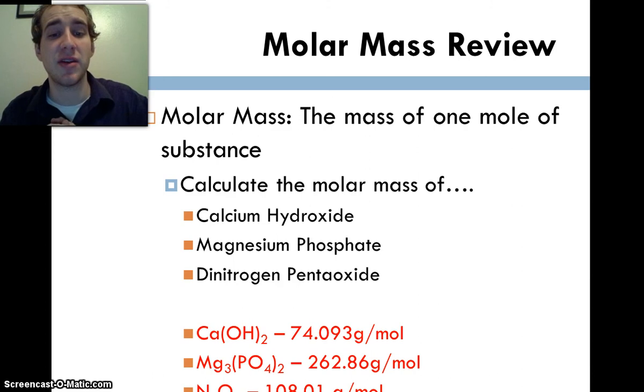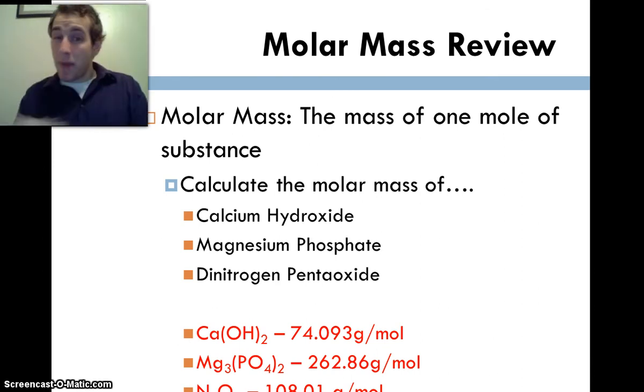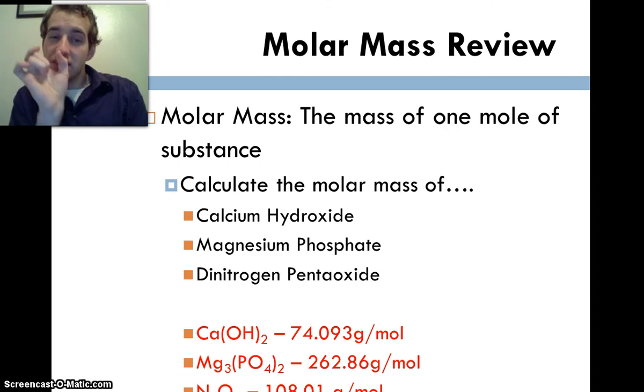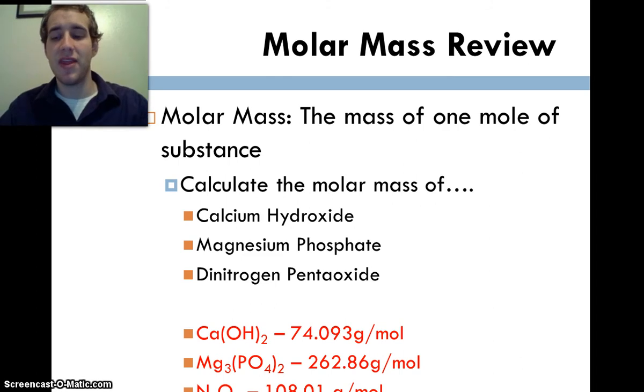I apologize, that last value is N2O5. It's 108.01 grams per mole. Well, cool. Now that we know the molar mass, we can find of that whole compound what comes from just a single part of the element.